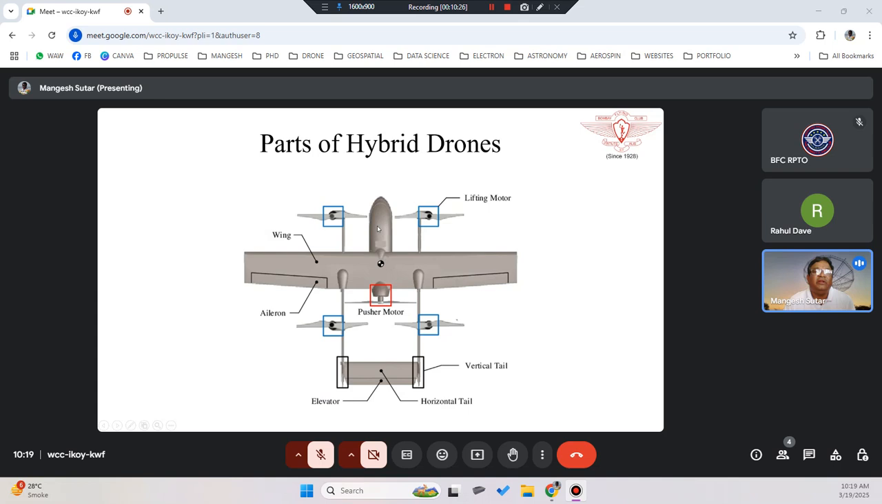And then they might be having a camera below the belly, just to avoid any obstructions, a forward front camera kind of thing, so it can take photographs. So normally in hybrid drones there will be a camera or any payload in the front. So just to avoid any obstructions, they normally put the motor behind, the pusher motor, or the flying motor or the thrust motor, what we also call it, in the backside.